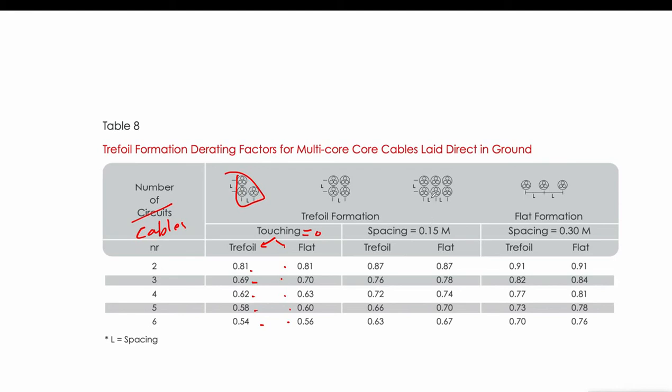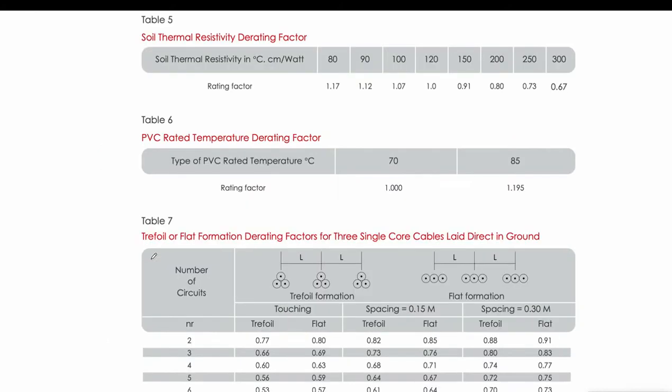And for a spacing of 0.15 meters and two types of installation, you will get different rating factors. And for a spacing of 0.3 meters and two different types of installation, trefoil or flat, you will have different values of derating factors according to number of circuits or number of cables.